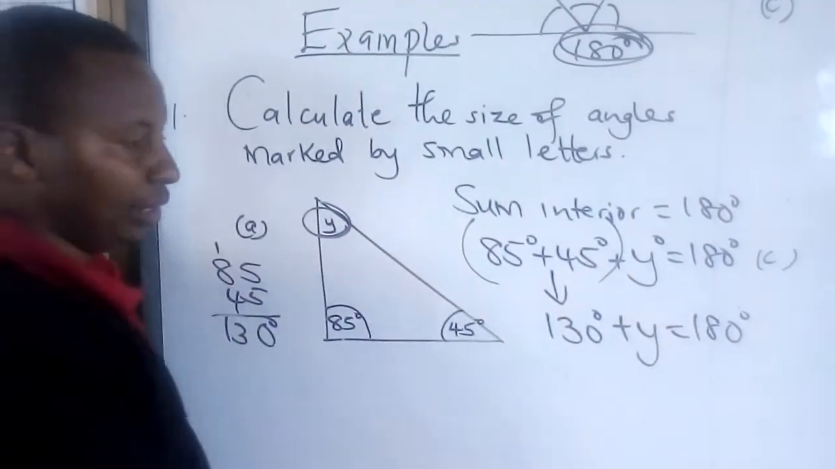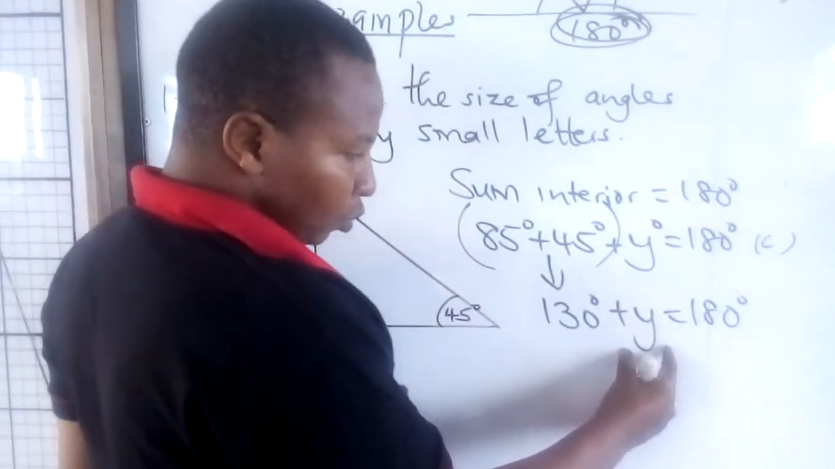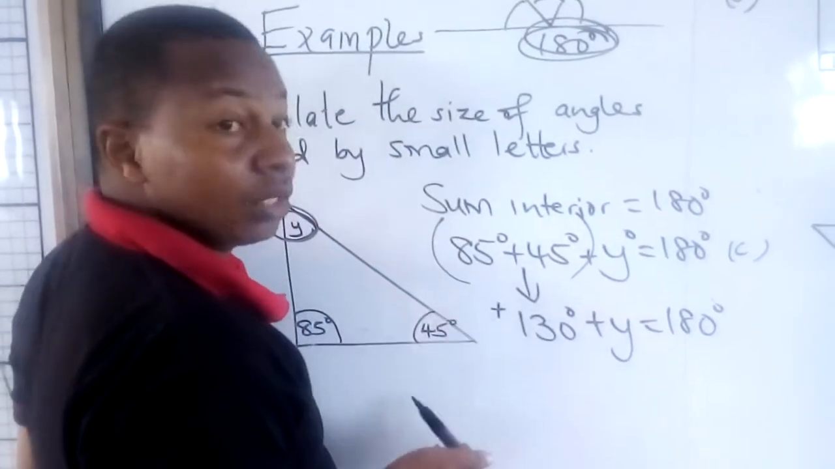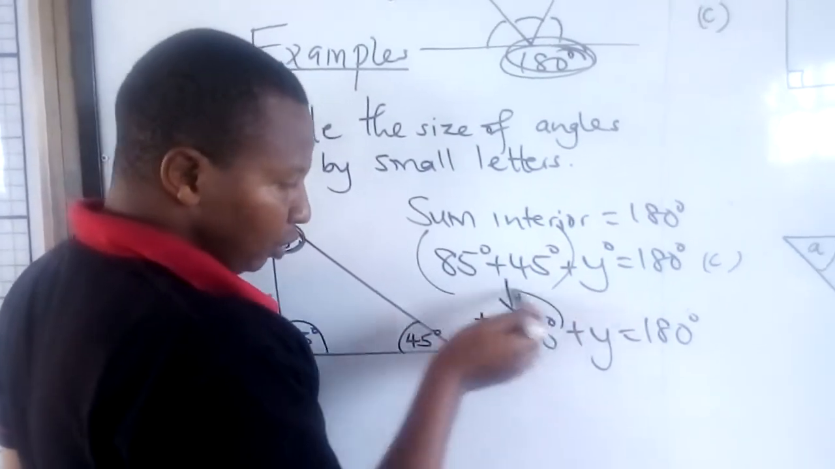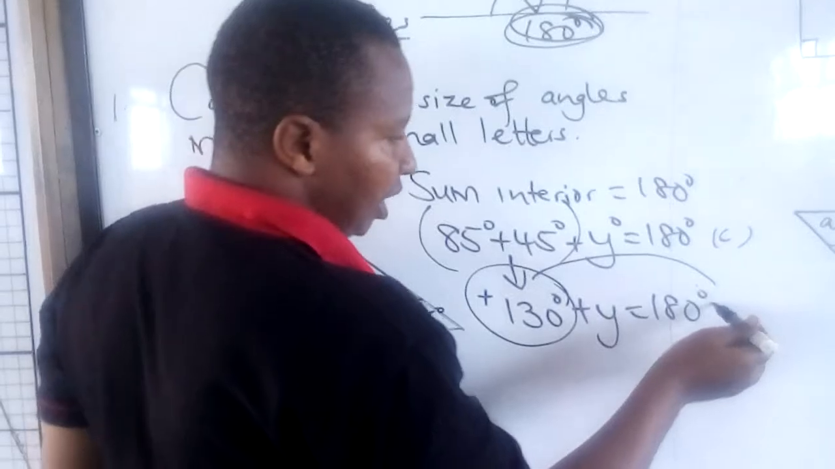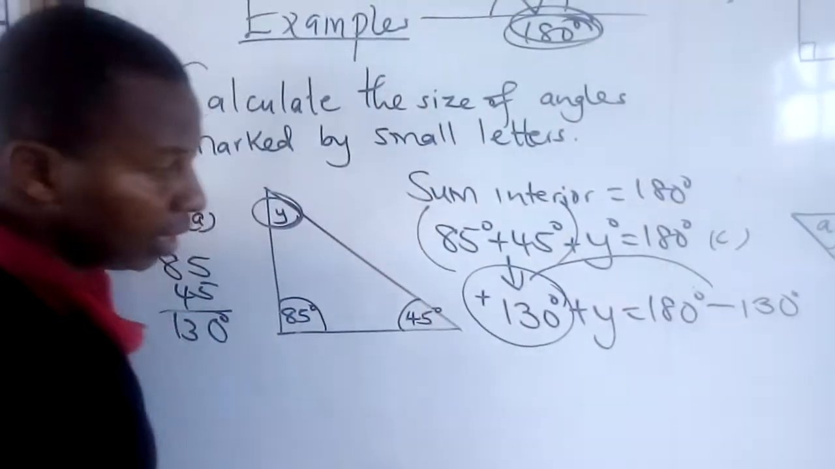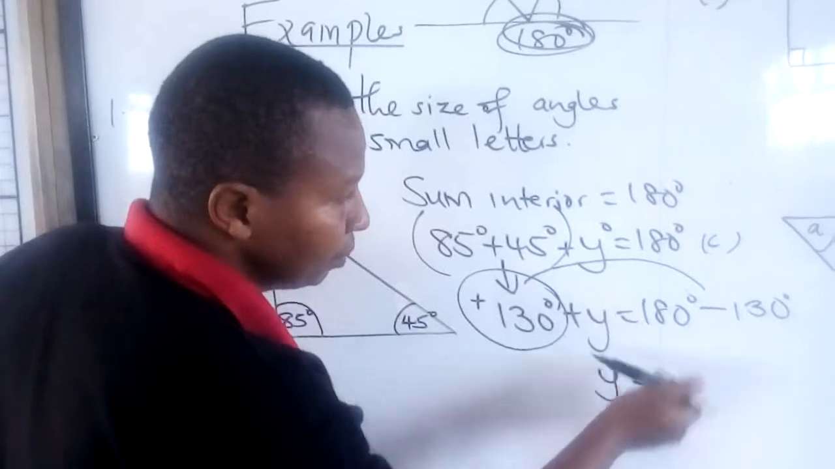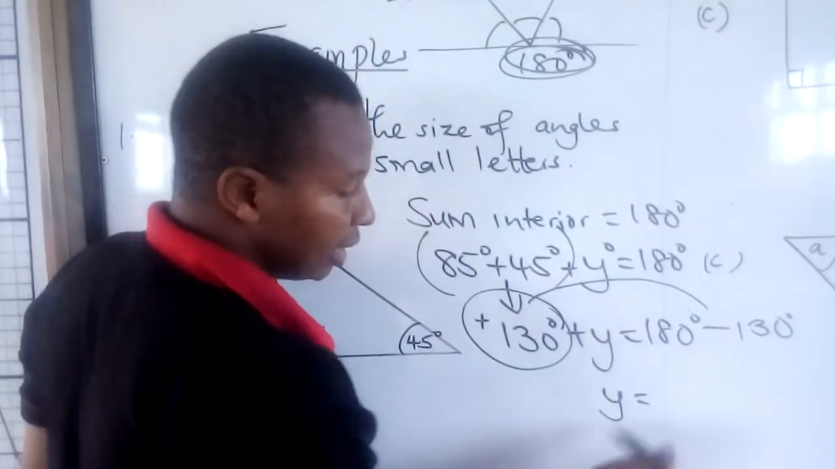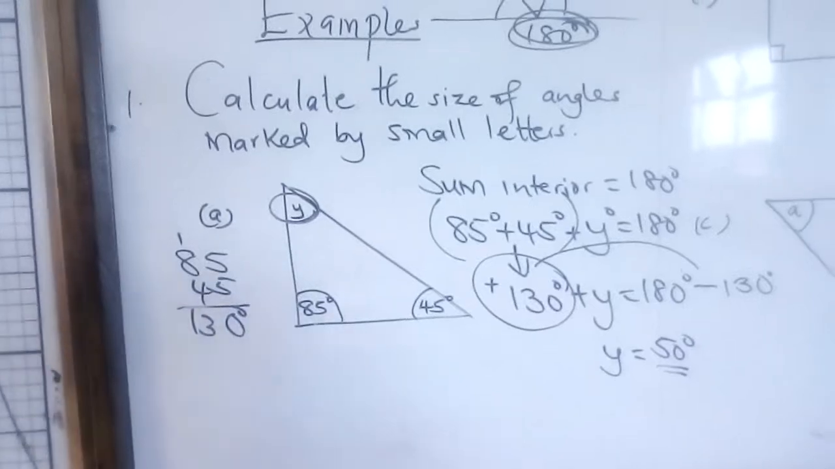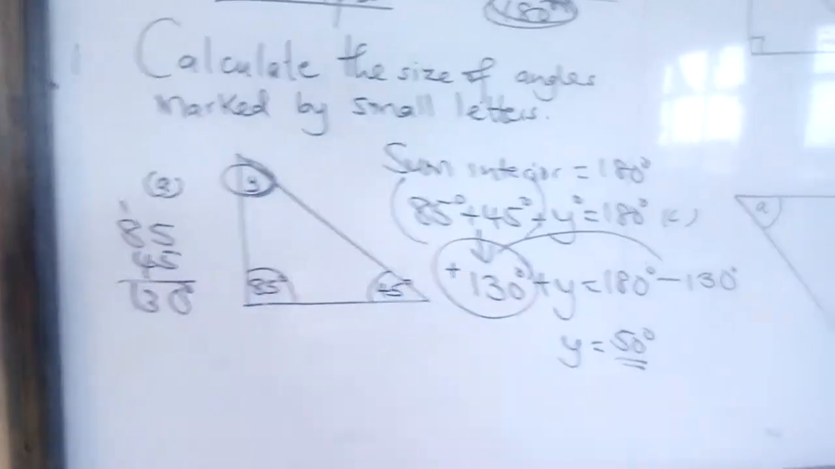Remember what we said under algebra, that we won't be left with the unknown on one side. Whenever the sign is not written, the sign is always addition. So when you take addition to the other side, it becomes subtraction. So we subtract 130 degrees on the other side. So our Y will be 180 minus 130, which is 50 degrees. So the unknown angle here is 50 degrees.